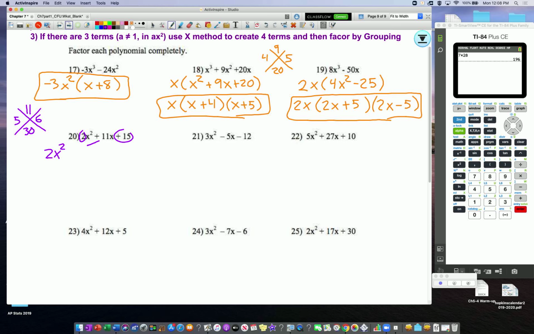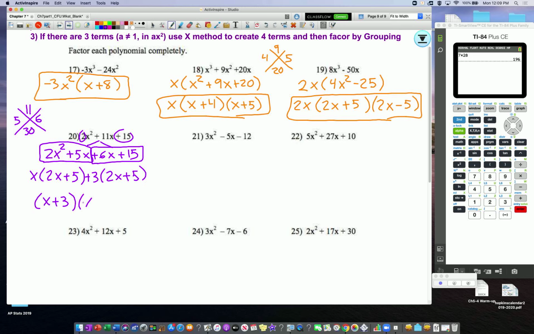So I can go 2x squared, break this up, 5x plus 6x plus 15. Group the first 2 together. So I have x, 2x plus 5. 6x and 15 only share a 3. I'm left with 2x plus 5. Notice how those are the same, which is beautiful. So x plus 3 sets of 2x plus 5. How about that? Again, you can always check.